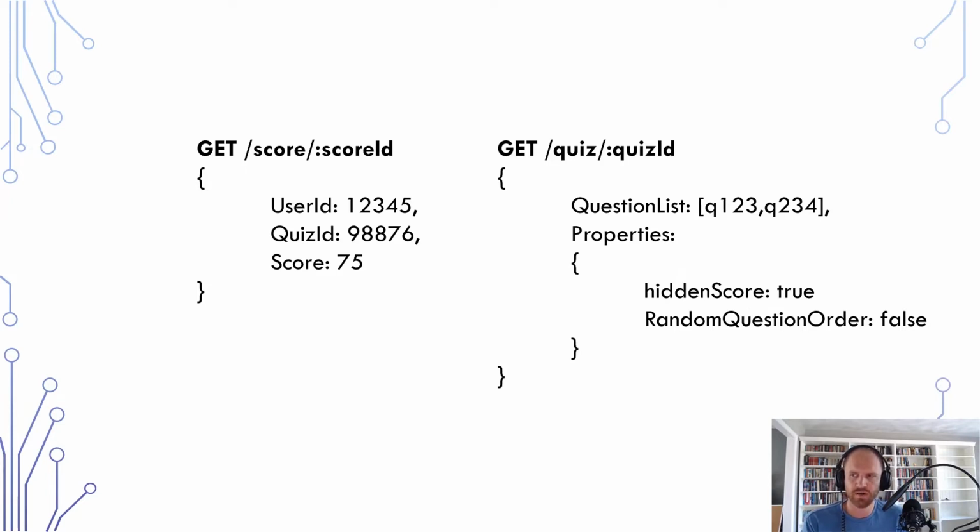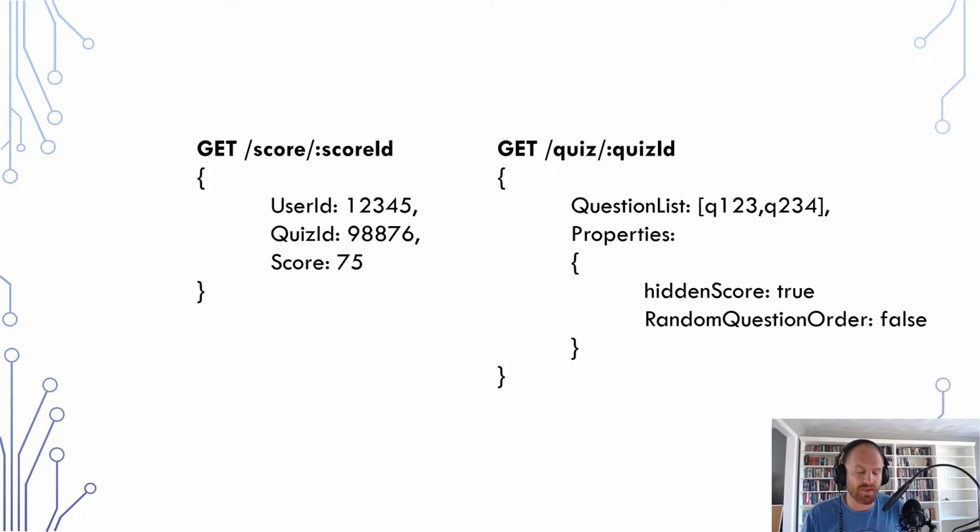So everything's good here. Is this okay? Like, is everything actually good here? I mean, maybe, but maybe not. It kind of depends on what the needs are out of this API. So imagine that the client needs to be able to display the score, but they can only display the score if the hidden score property on the quiz is false. So in that case, they're going to need to query the quiz endpoint and the score endpoint and combine those two things together to figure out whether or not they should actually show the score.